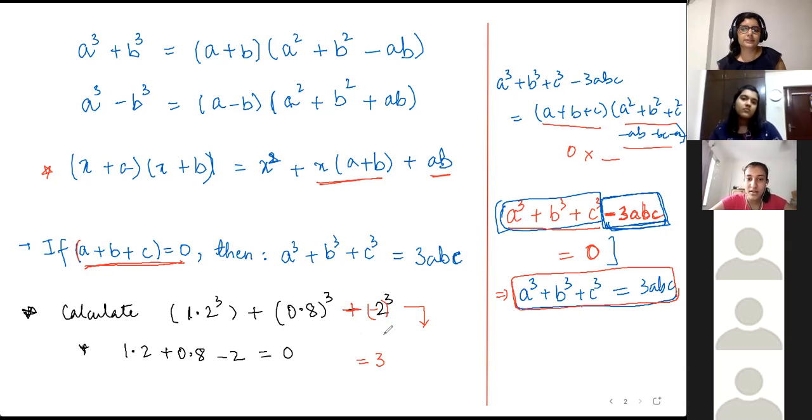Yes, okay, ma'am. Ma'am, 3 into bracket 1.2 into 0.8 into 2, or minus 2? Minus 2. Oh, yeah. So a cube plus b cube plus c cube, right? Your value of c is minus 2.